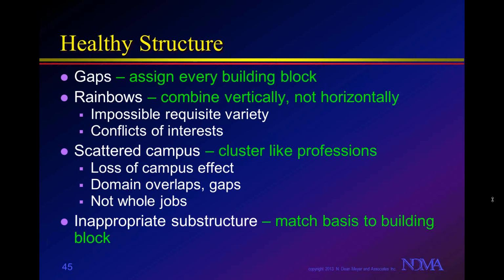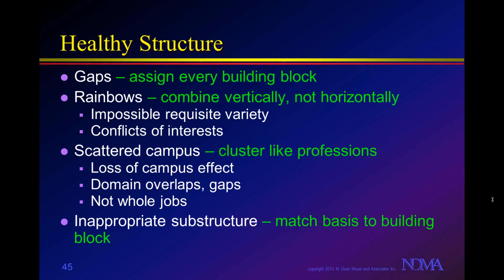As far as rainbows, if you're a small organization, you're going to have to combine some of these building blocks into jobs. Combine vertically, not horizontally. It's better to ask a manager to cover a few different machine service bureaus than both base tech and a machine service bureau horizontally.